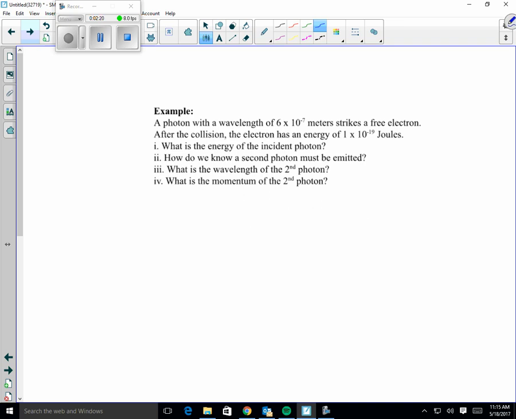You have a photon hitting a free electron. After collision, the electron has an energy of 1 times 10 to the minus 19. Like I said, I like to draw a little sketch. So here's photon 1. Its wavelength is 6 times 10 to the minus 7 meters. It's going to hit this electron. We haven't talked about the second photon yet, so I'm not going to draw it just yet. But it does say the electron goes off with a kinetic energy of 1 times 10 to the minus 19 joules. And part I says, what is the energy of the first photon?